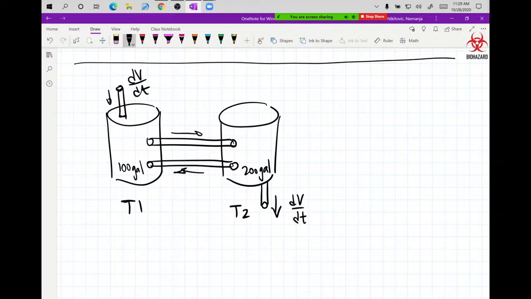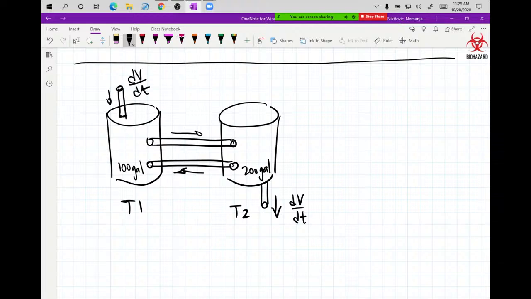Now, the trick is that you are going to have flow between the tanks, and they're using salt and water to mix. You can literally mix whatever you want. I said gasoline, but it doesn't really matter. You're mixing whatever you want to mix.